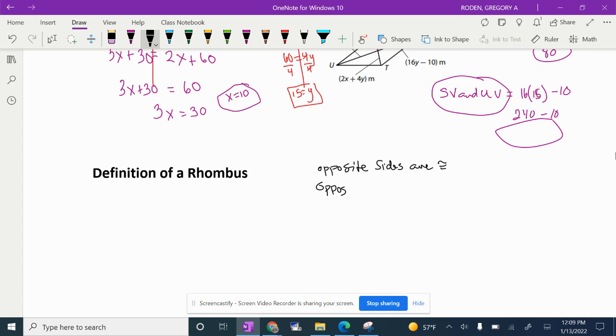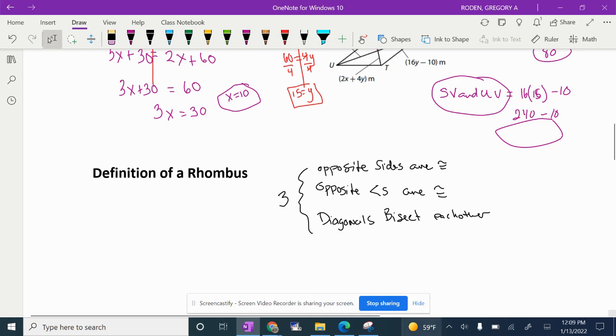Opposite angles are congruent on parallelograms. And diagonals bisect each other on a parallelogram. So these things are still true on special parallelograms also. Okay, so I want you to keep that in mind. So if it's a parallelogram, these three things are always true. And they're if and only if statements like we talked about before.